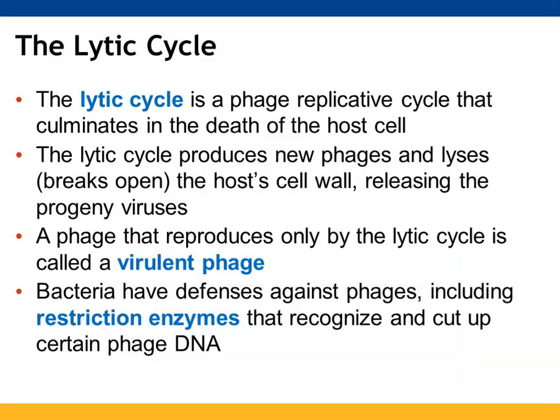The lytic cycle is going to again cause the death of your host cell. It produces lots of new phages and lyses the cell's wall. So this is just for bacteria, your prokaryotes, releasing the virus progeny. When you only have the lytic cycle involved, these phages are known as virulent phages.